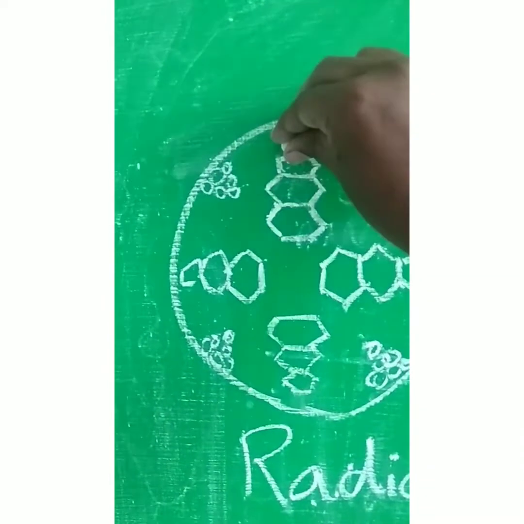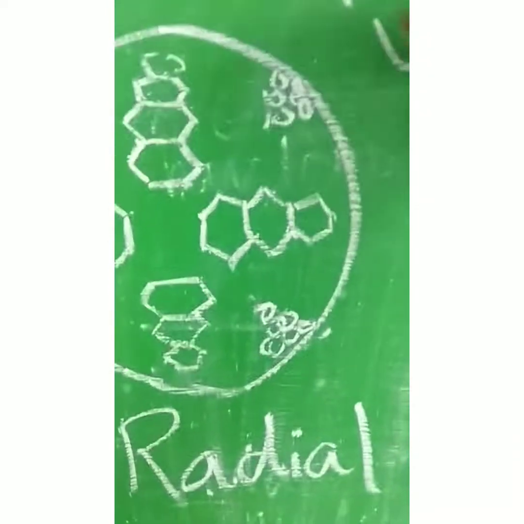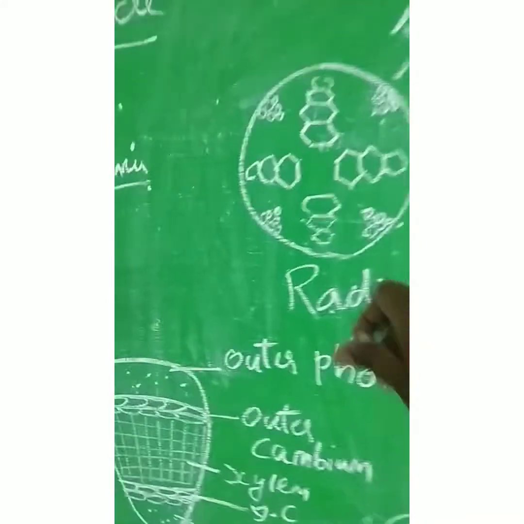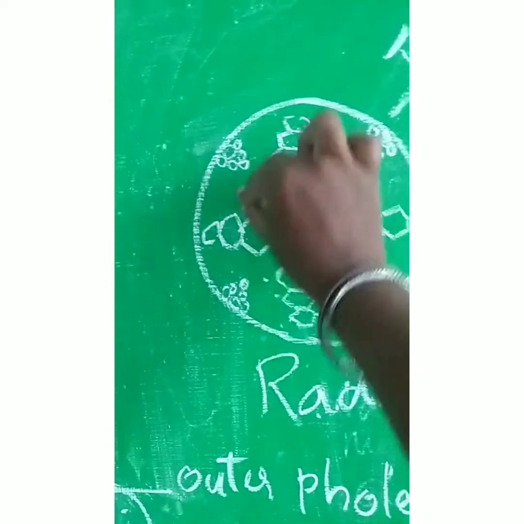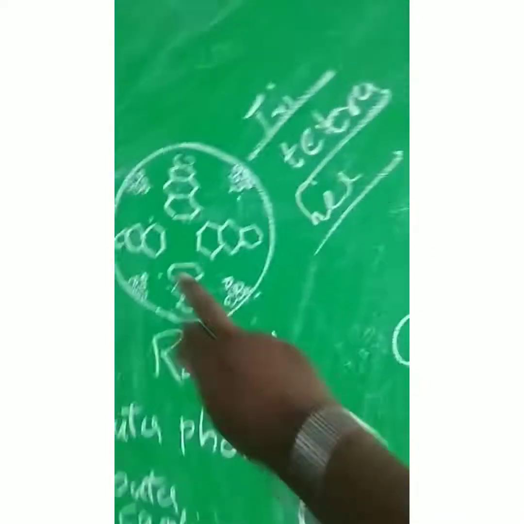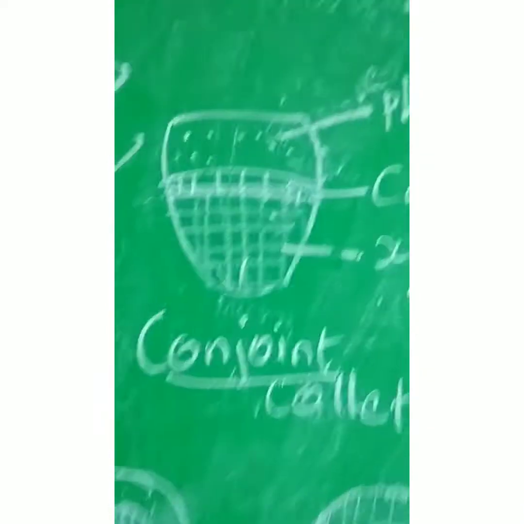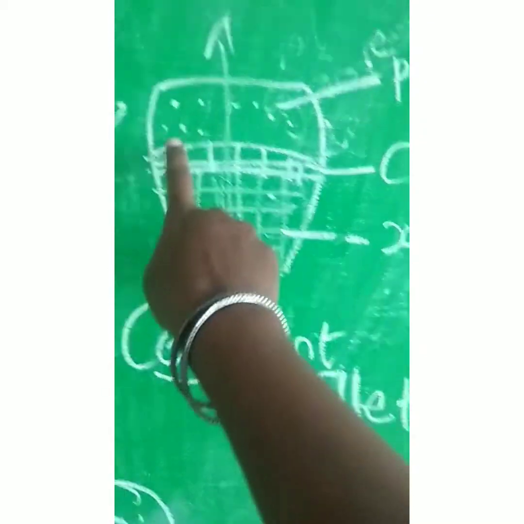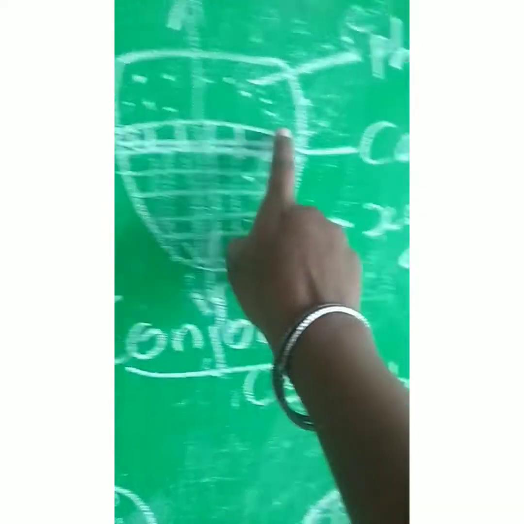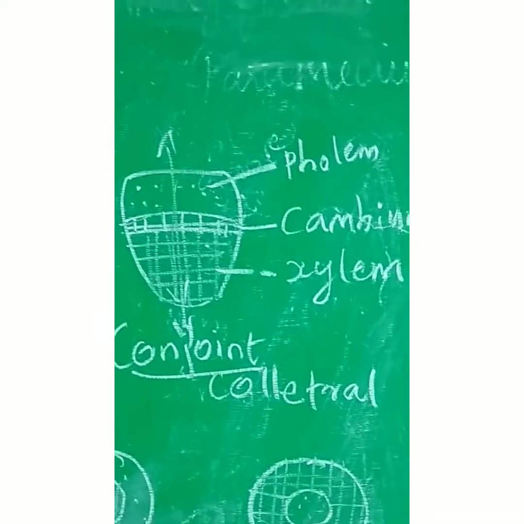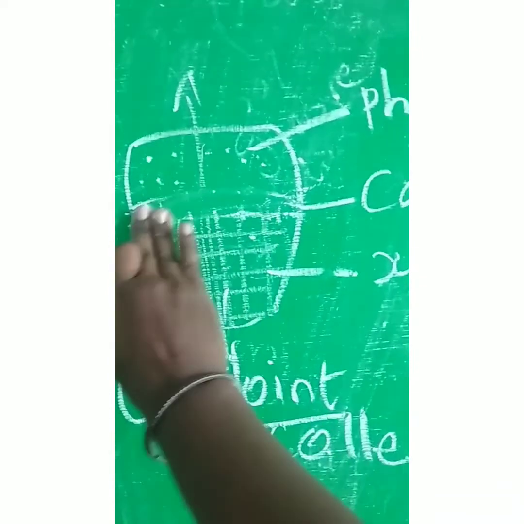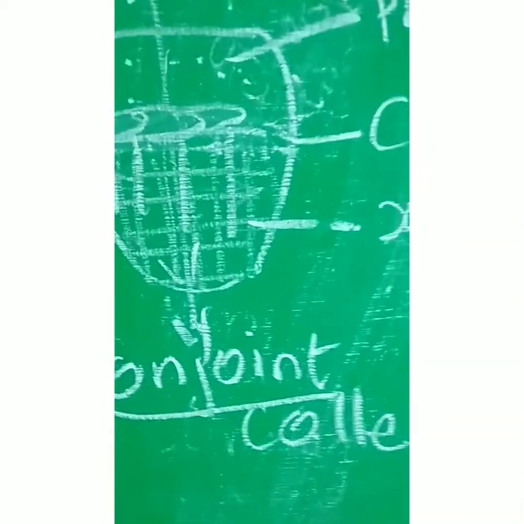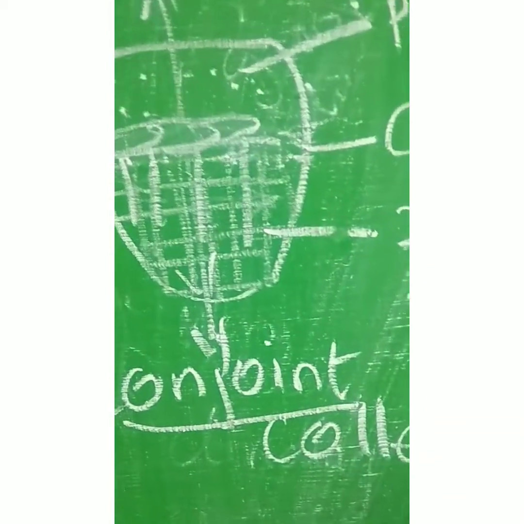In this alternate arrangement of xylem and phloem, we call it triarch, tetrarch, pentarch, and so on, depending on the number of arrangements. Four is tetrarch, three is triarch, five is pentarch, and when many xylem and phloem layers are present, it is called polyarch. Next, conjoint means xylem and phloem are present in the same radius, called conjoint collateral. In this, if cambium is present between the xylem and phloem, it is called open conjoint collateral. If the cambium is not present, it is called closed conjoint collateral.